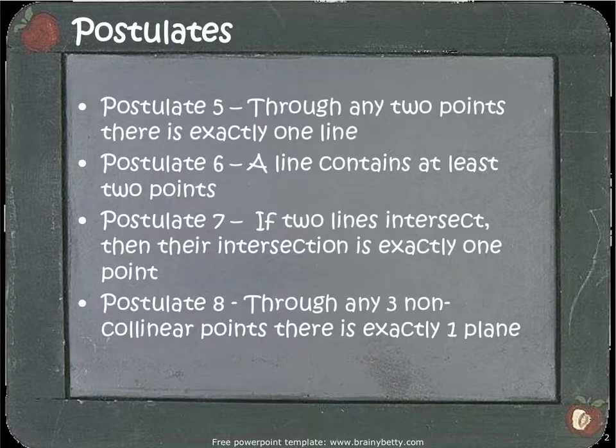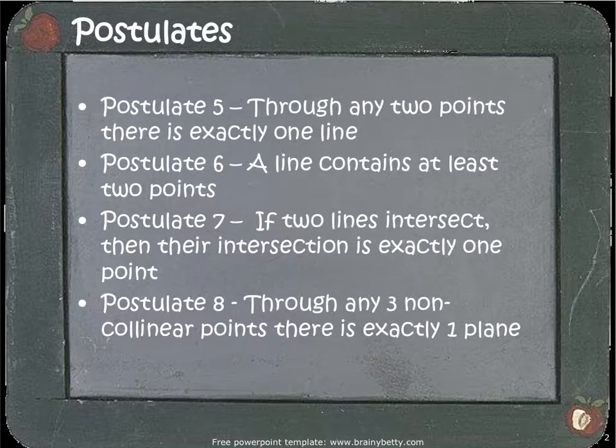Now, when you are memorizing these postulates, you don't need to memorize that postulate number 5 states that through any 2 points, there is exactly one line. Just know that there is a postulate that exists that states that through any 2 points, there's exactly one line. Now, we already learned this. This is what we learned in chapter 1.